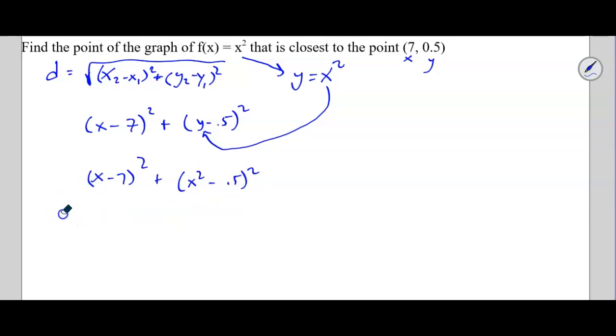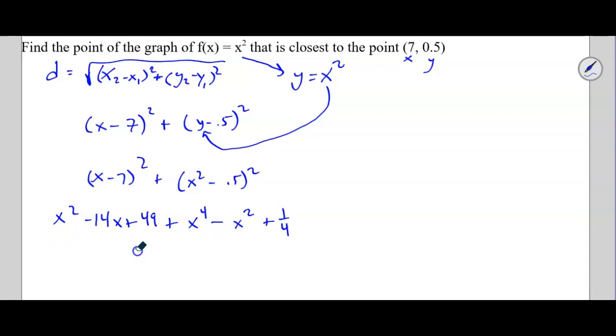Now we're going to FOIL this, which is x squared minus 14x plus 49. Then we got to square this one. So x squared times x squared is x to the fourth. And then I have x squared times negative 0.5 and x squared times negative 0.5, which is going to be a negative 1 x squared, or just a negative x squared. And then negative 0.5 times a negative 0.5 is actually a positive 1/4.